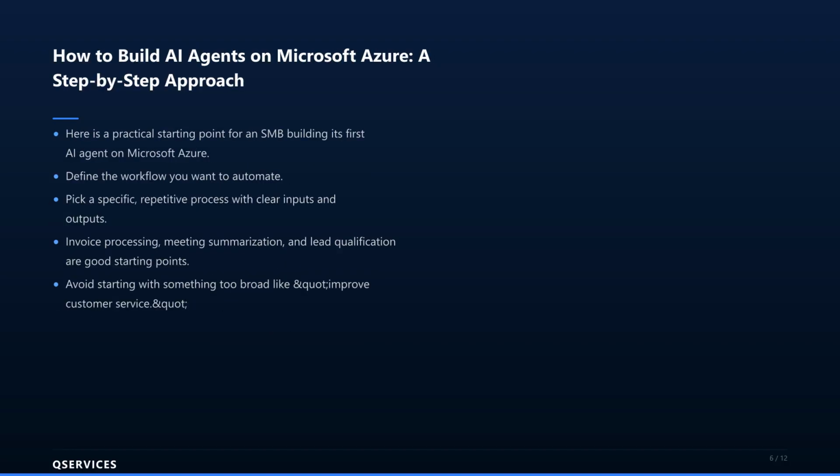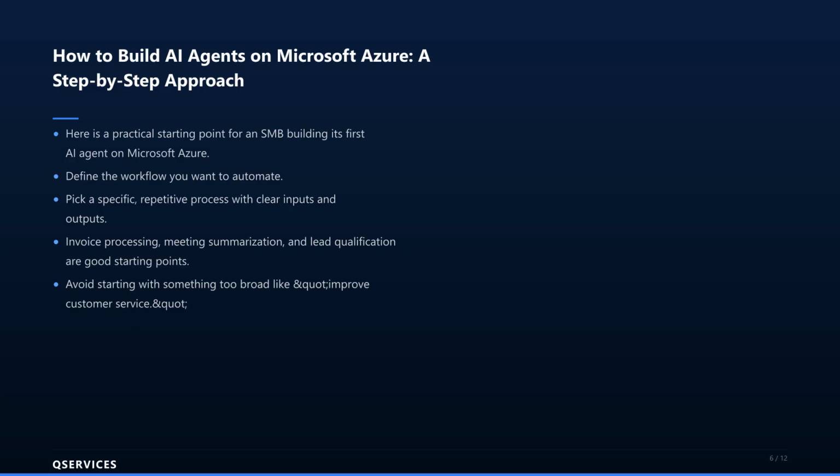How to build AI agents on Microsoft Azure, a step-by-step approach. Here is a practical starting point for an SMB building its first AI agent on Microsoft Azure. Define the workflow you want to automate. Pick a specific, repetitive process with clear inputs and outputs. Invoice processing, meeting summarization, and lead qualification are good starting points. Avoid starting with something too broad like improve customer service.